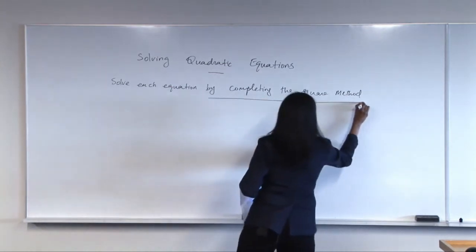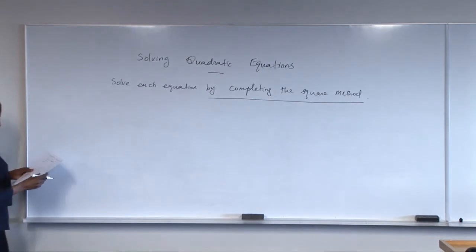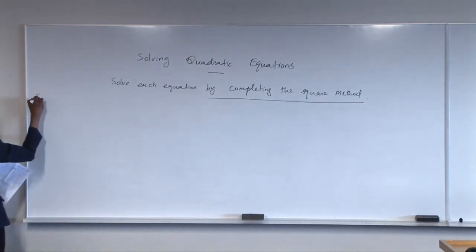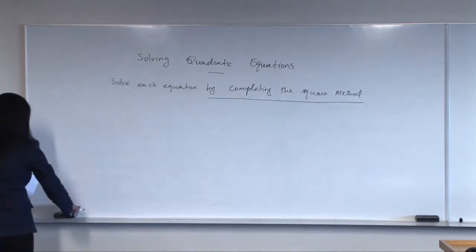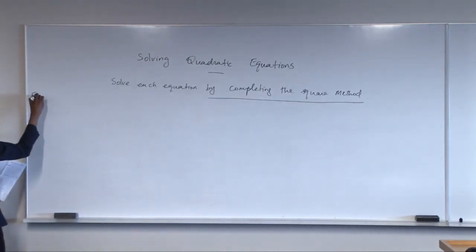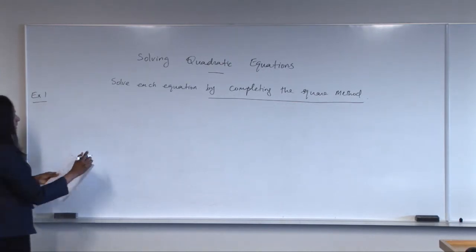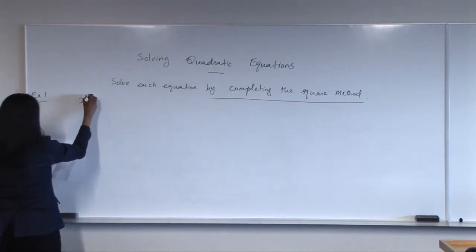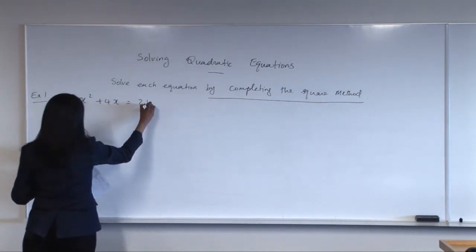By completing the square method. So, you have to do it this way. Make sure to read the question at least two times and then start working on the problem. So example 1: solve this equation by completing the square method. x squared plus 4x is equal to 21.